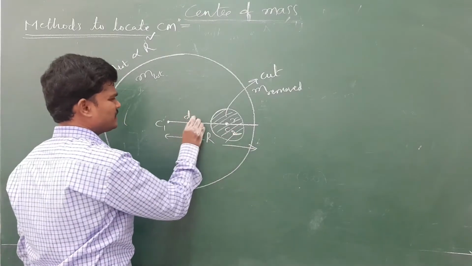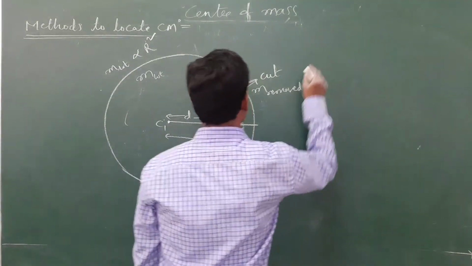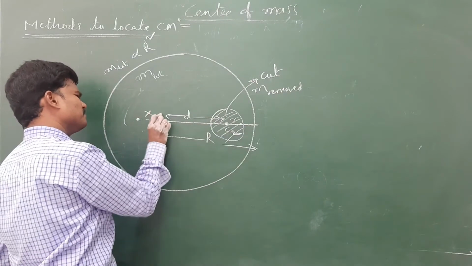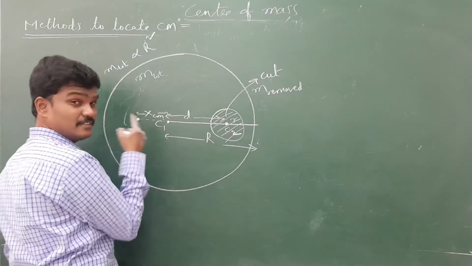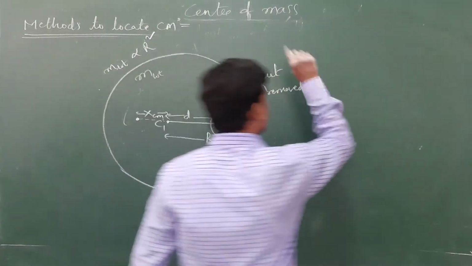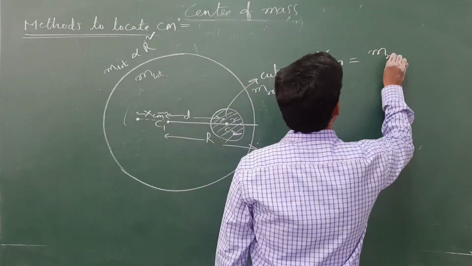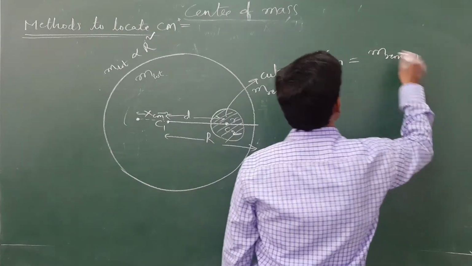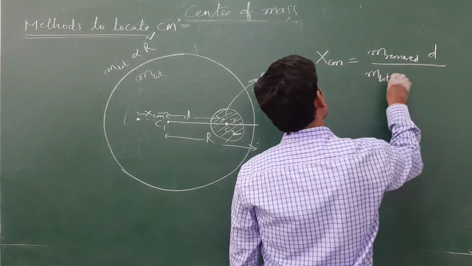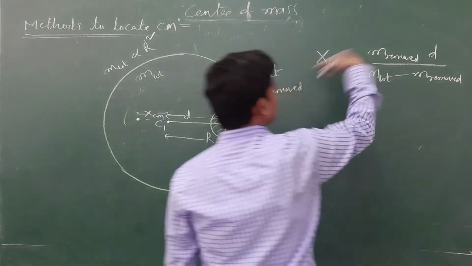The gap between them is d. Now to find the shifting center of mass, if this side is cut, the center of mass will be shifted to this side. To find the center of mass in this case, again I am just using m1 x1 is equal to m2 x2. After that, the shifting center of mass formula, keep in mind: mass removed into distance by total mass minus removed mass. So better you remember this one. It is nothing but m1 x1 is equal to m2 x2.